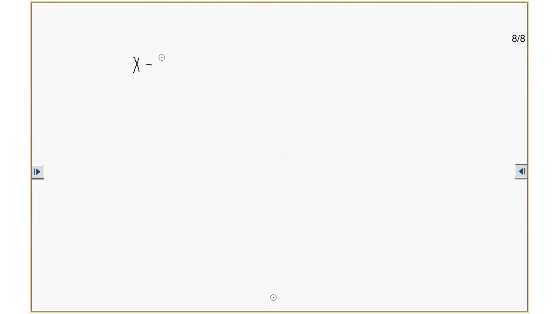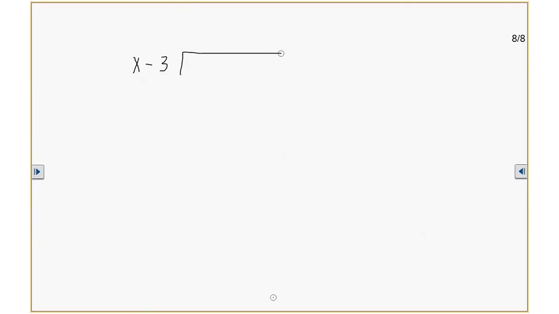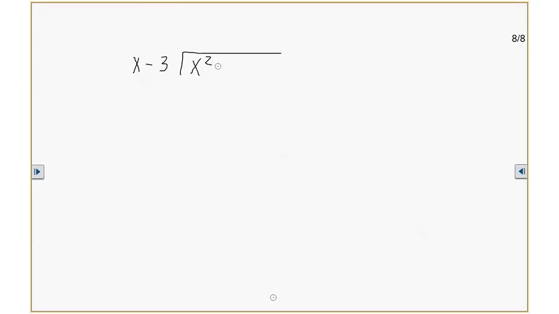X minus 3 into x squared minus 9. Anything missing? No, that's what I heard. Yes. You have to put it in there, so put it in there.